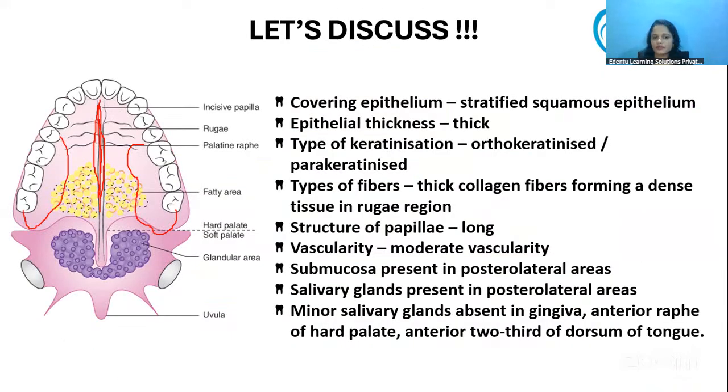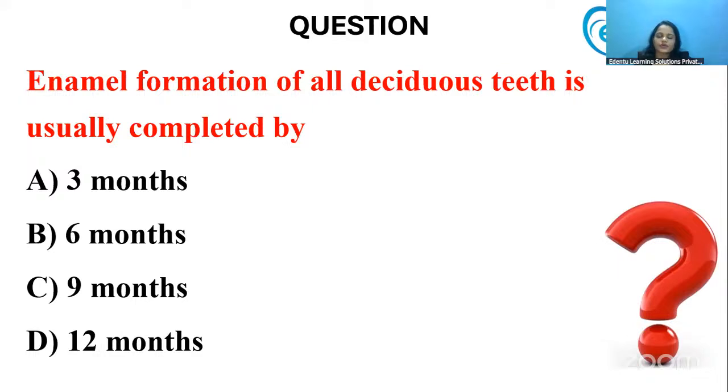So hard palate, as you have seen, is a keratinized stratified squamous epithelium, thick, maybe ortho or parakeratinized, with moderate vascularity, and submucosa is present in the posterolateral areas. Salivary glands will also be seen. The salivary glands are usually absent in the gingiva, in the anterior raphe of the hard palate, and in the anterior two-thirds of the dorsum of the tongue. So now I think you got an idea about the different types of oral mucosa. Now moving on to the next question.